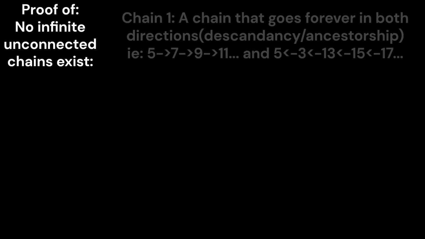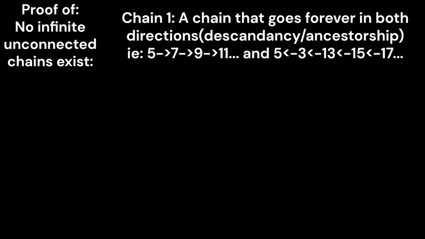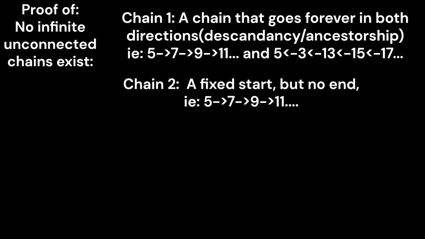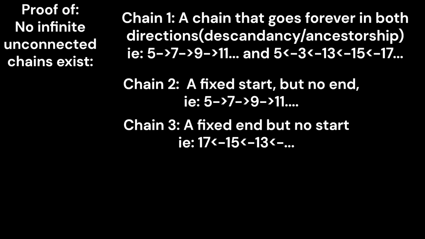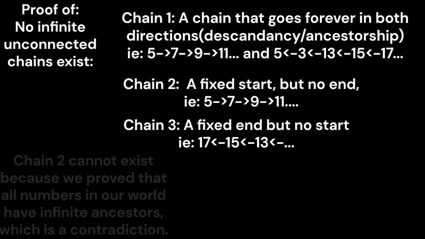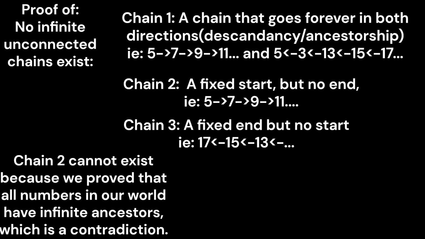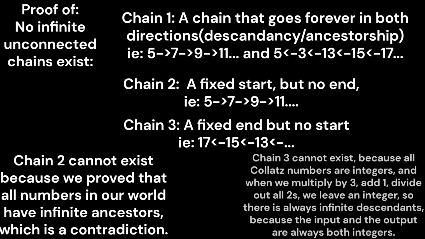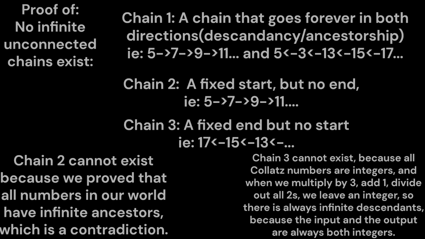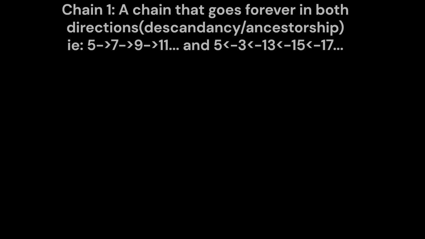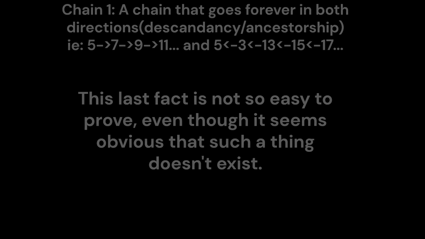Proof of statement 3. An infinite unconnected string who has no loops, such a chain could possibly exist in 3 different forms. A chain that goes on to infinity in both directions, a chain that has a fixed start but no end, and an inverse of the previous, a chain that has an end but no start. Chain 2 doesn't exist because it doesn't have infinite ancestors, but we proved that every number must have infinite ancestors, so it can't exist. Chain 3 can't exist because we can always apply 3x plus 1 over 2 to the n to a number and receive a new number. This fact is not so easy to prove.